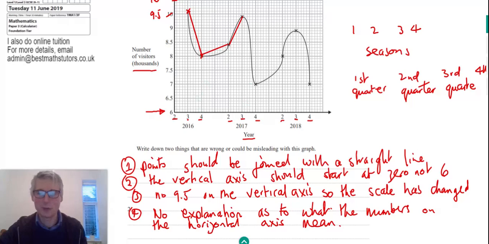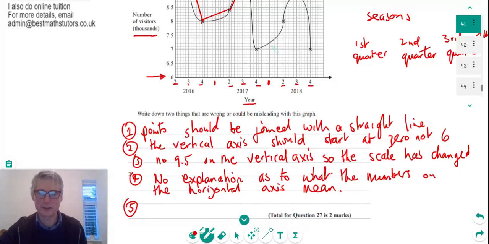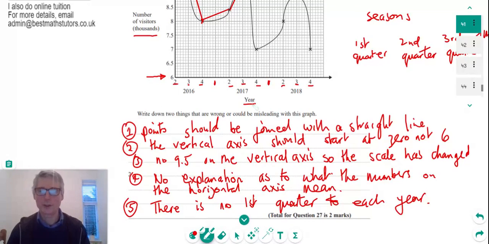Also, if we're doing a time series graph, we actually need the number for the first quarter. So assuming that these 1, 2, 3, 4 are quarters, the first quarter is missing. We should actually have 1, 2, 3, 4 to get the full year in there. So my fifth point is that there is no first quarter to each year. For this question, we only need 2 of these points, but I thought I'd just go through all the ones that I could spot that were misleading for this graph.